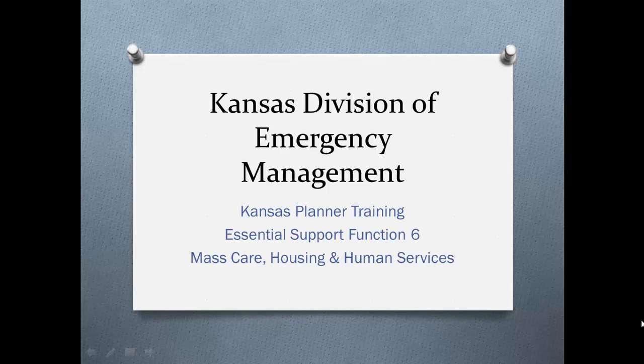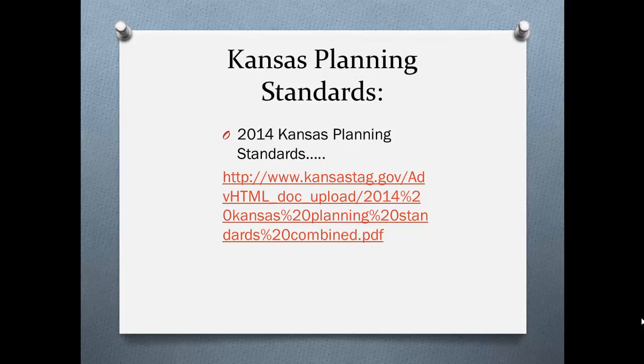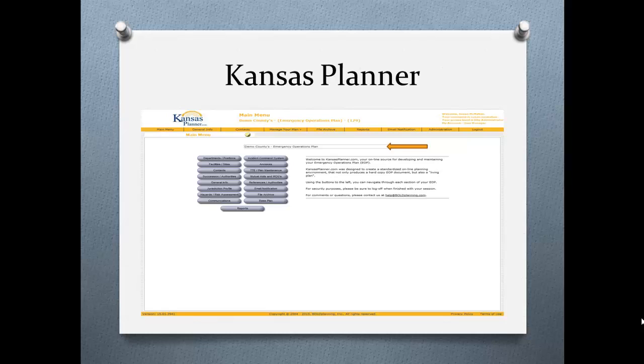Welcome to the Kansas Division of Emergency Management, Kansas Planner Training for Essential Support Function 6, Mass Care, Housing, and Human Services. Our presentation will be an overview of ESF 6, the Kansas Planning Standards. The Kansas Planning Standards for 2014, attached here is the link. And we'll go into the program of how to complete the ESF 6 in the Kansas Planner system.